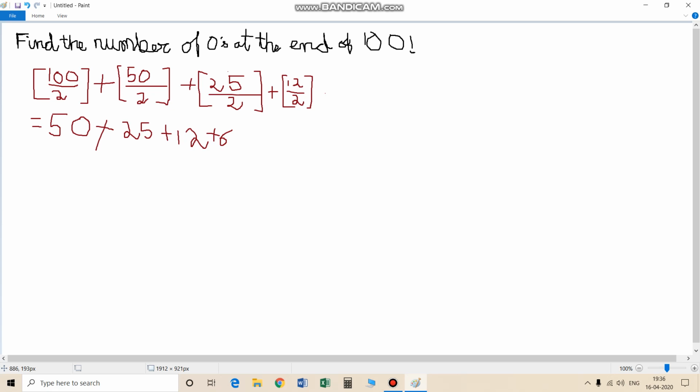Then it will go on. I am writing here go on, and I will solve it here. This will be plus 6 by 2 is 3. And 3 by 2 is 1.5, greatest integer function of 1.5 is 1, and then it will stop. What is this value? This is equal to 97.